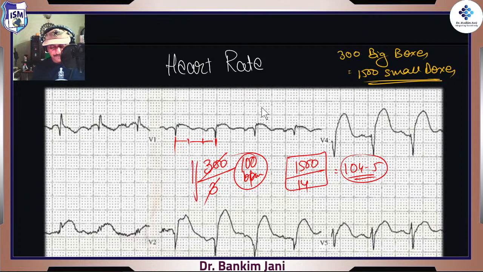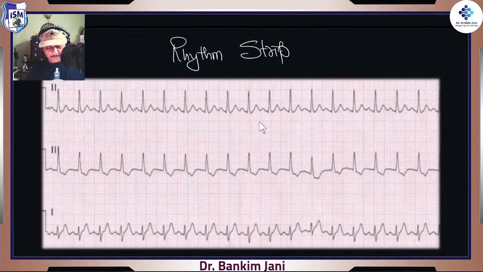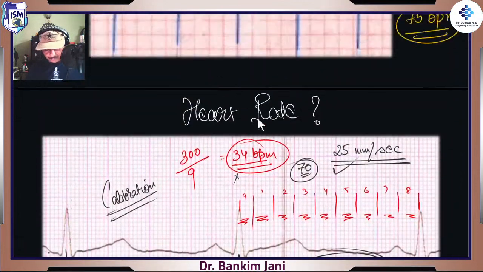But for rough assessment, 300 divided by big boxes will make your life a bit easier, because immediately you'll be able to say whether there is tachycardia or not. That is, the heart is racing at a faster pace. This is what is called a rhythm strip.